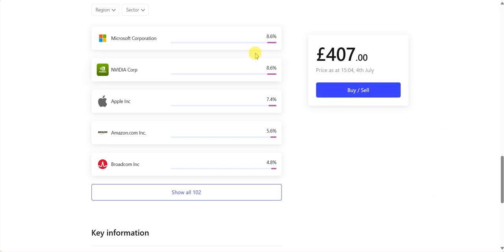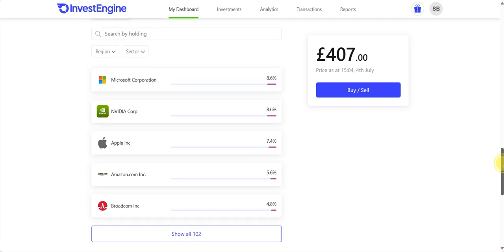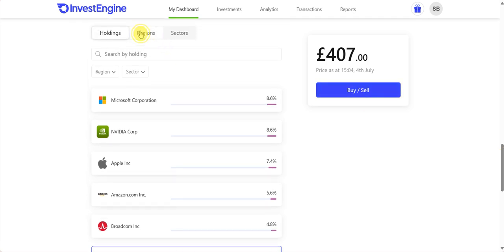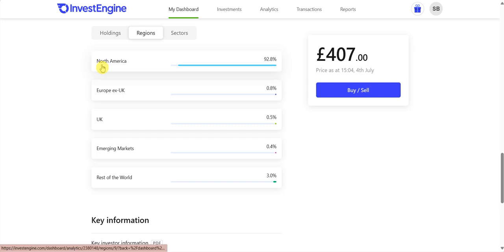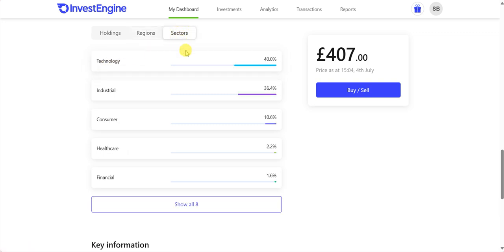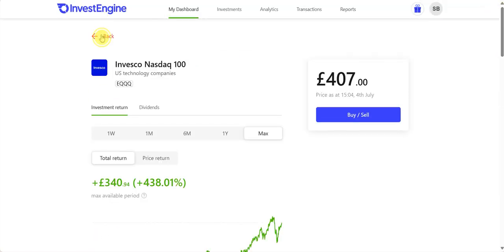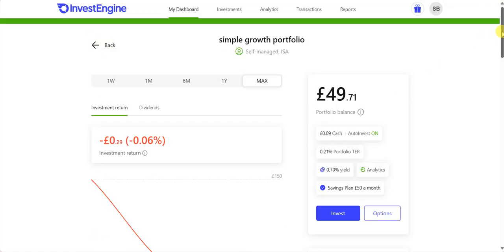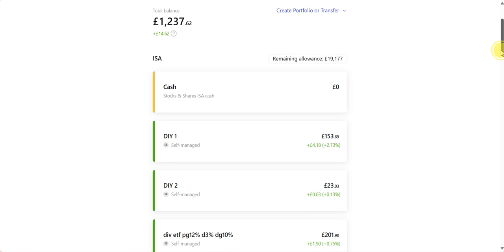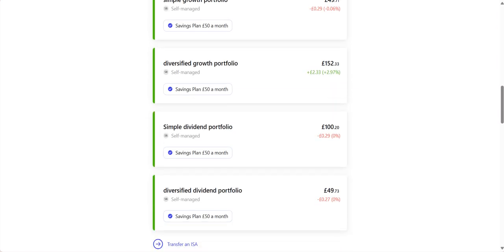So you can see it's quite highly weighted in here as well. So the fewer stocks you have, the more concentrated the percentages are. So regions, mostly America. Sectors, tech, industrial and consumer. Right, so that's the Nasdaq. Oh, I think I went a little bit too far there.